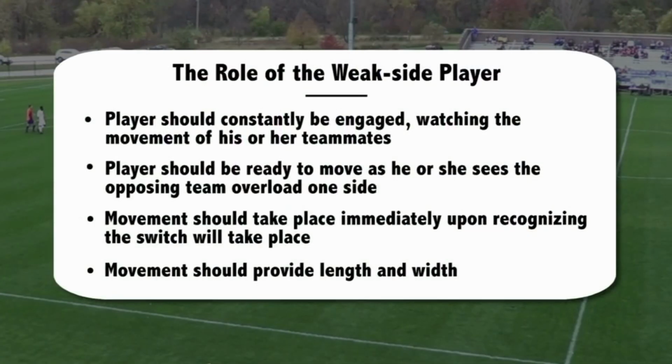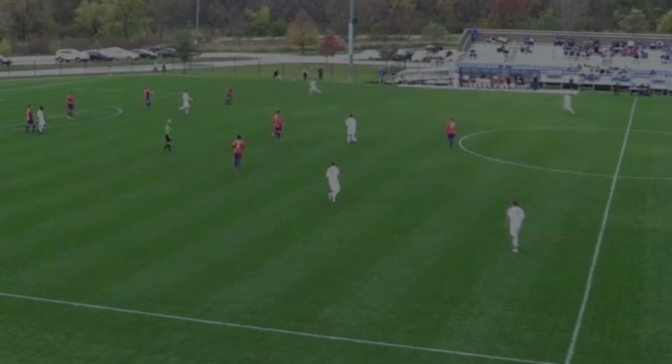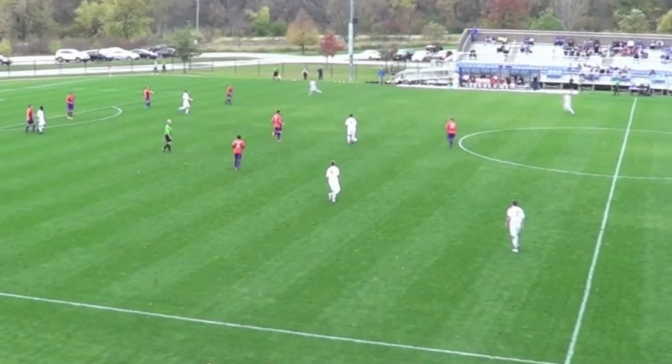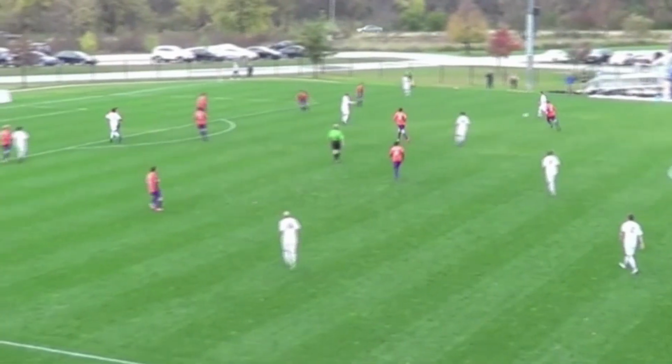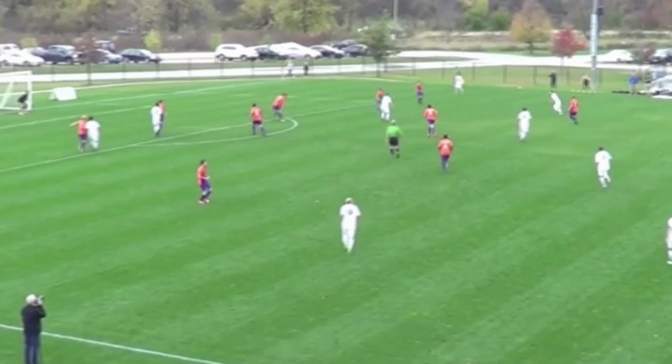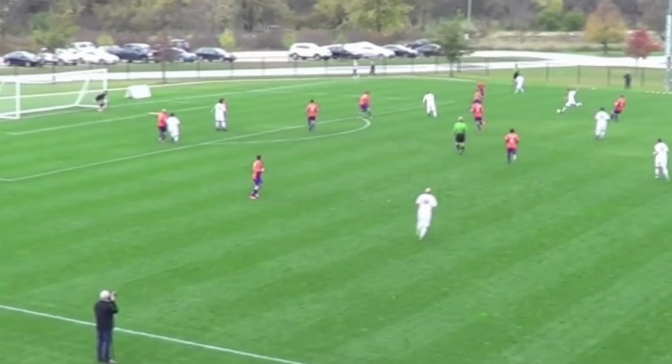Here are some things to think about as a weak side player when switching play. Resuming, we can see that the player has done a good job of recognizing cues, moving forward quick enough to eliminate this player, and eventually getting a shot off from just outside the 18.